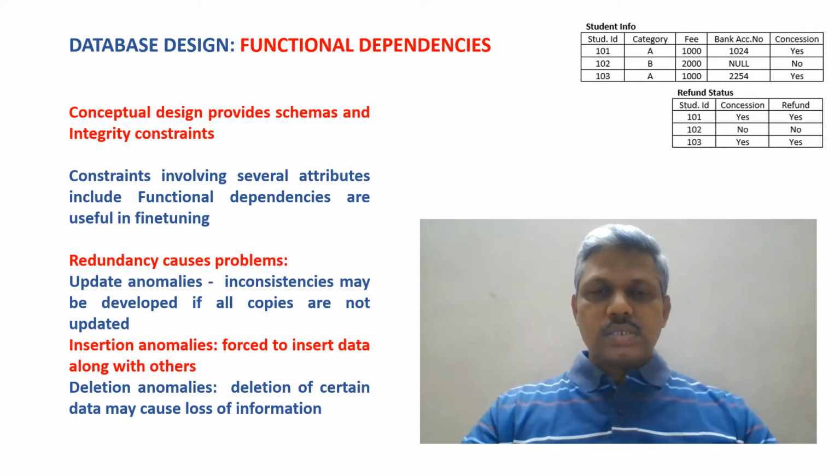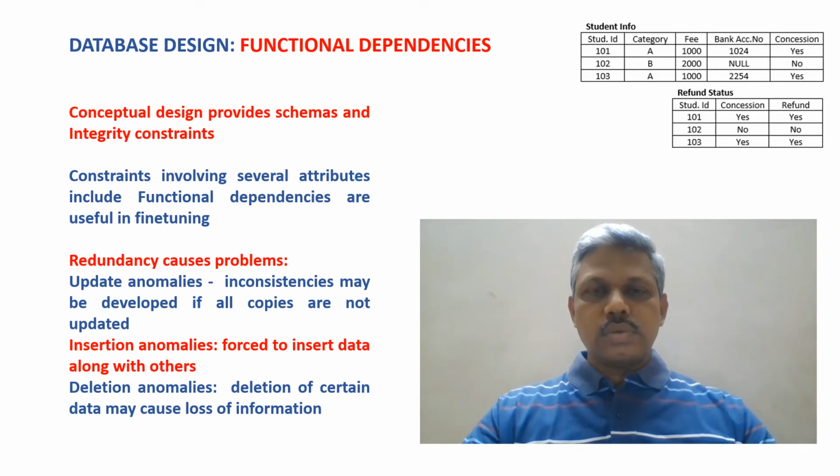Redundancy may be caused in several ways. Here in this example, if you look at two small tables, the student ID is repeated and concession is repeated. So two columns are repeated across two tables. This is one kind of redundancy, duplicate information.